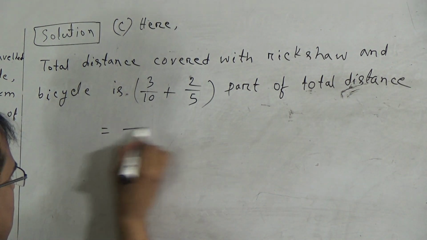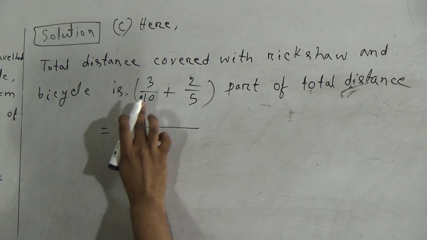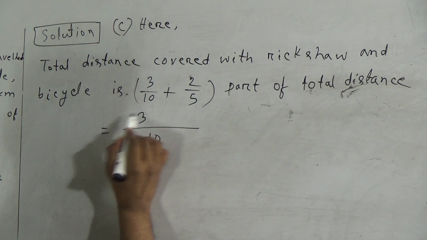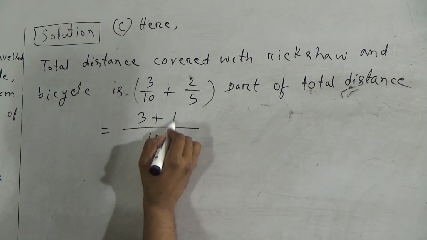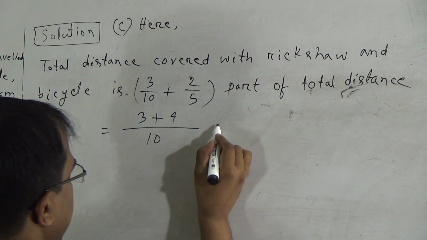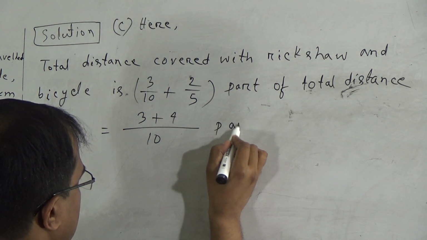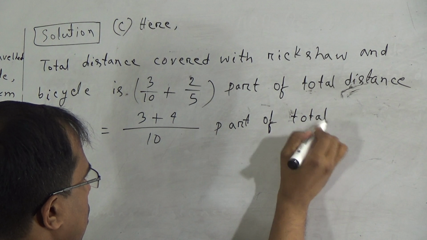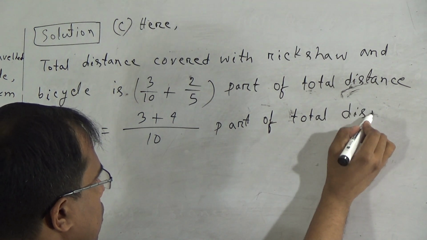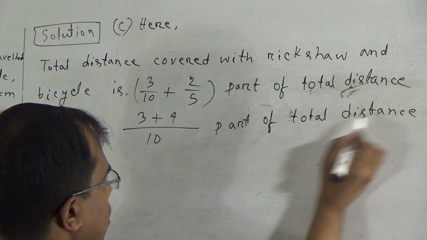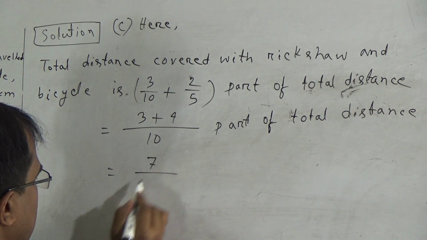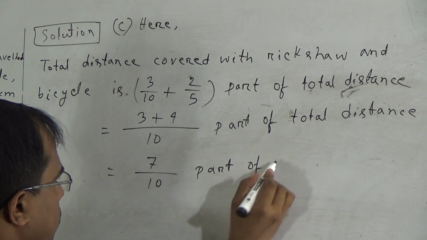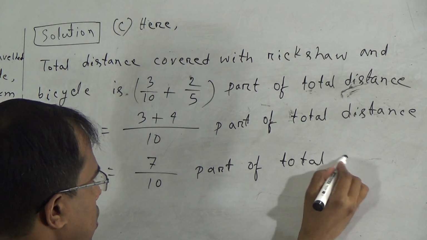This is equal to, here denominators 10 and 5, so LCM will be 10. Now 10 divided by 10 equal to 1, 1 multiplication 3 is equal to 3, plus 10 divided by 5 is equal to 2, 2 multiplication 2 is equal to 4. Part of total distance. This is equal to 7 by 10 part of total distance.